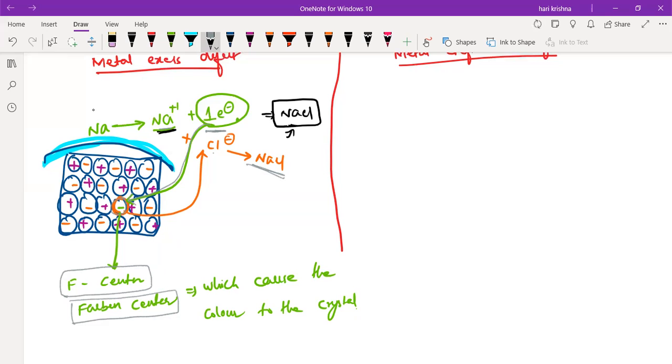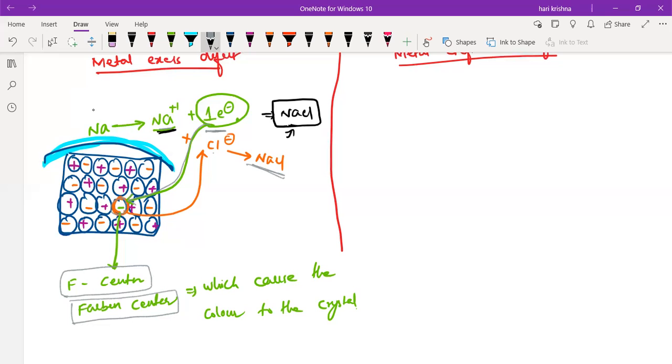The main effect of the F center is that it causes color in the crystal. If you take NaCl, it will cause the yellow color in the crystal. Because whenever this electron occupies this site, it will absorb energy from the visible spectrum. After occupying the site, it will release the energy also in the form of visible spectrum, which causes the color.